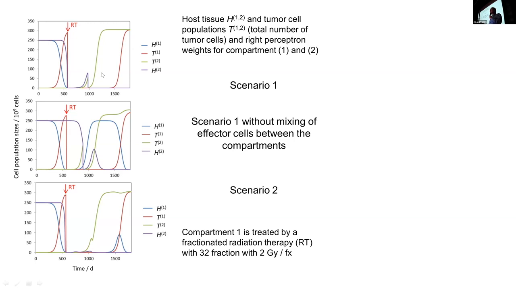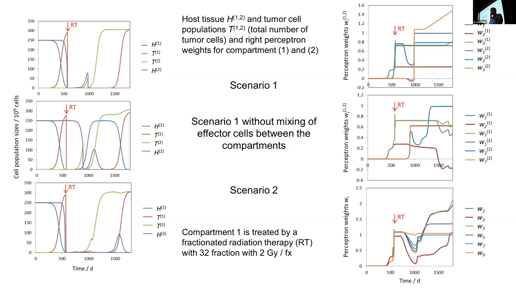Looking to scenario 1, where we mix up the effector cells, you can see that this is not the case. We have no recovery of host tissue cells in compartment 1. We have only a few recovery in compartment 2. We have an immune reaction against the healthy tissue. And the same holds for scenario 2. So scenario 2, and even scenario 1, are not favorable outcomes of the therapy.